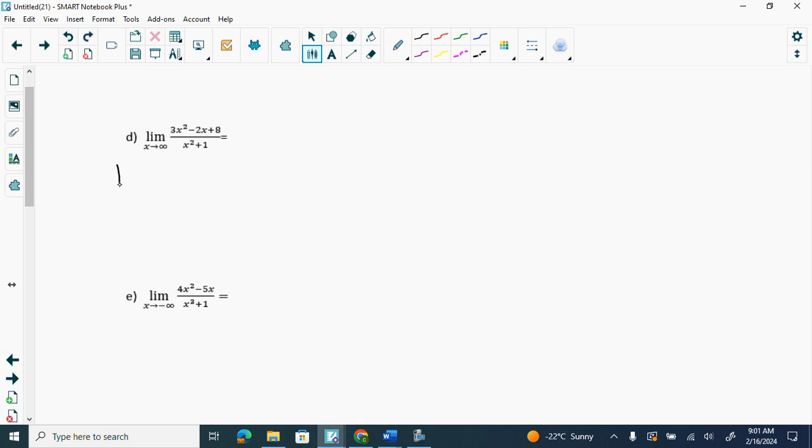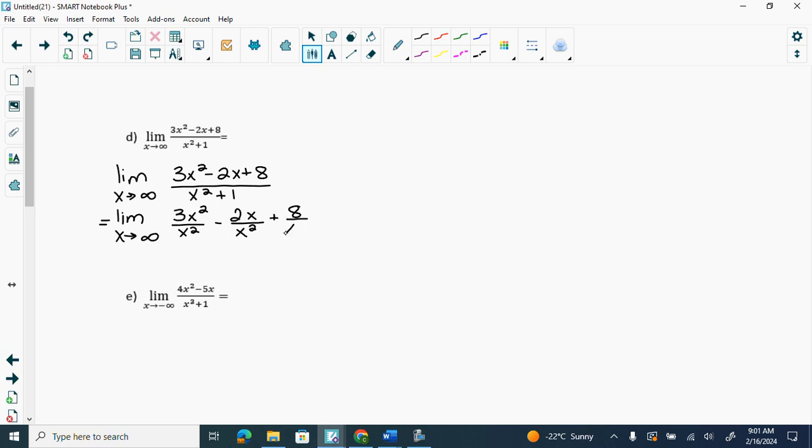So my next step is going to be, actually I'm going to rewrite it. I'm going to go the limit as x approaches infinity of 3x squared minus 2x plus 8 over x squared plus 1. So I'm going to put an equal sign, and I'm going to divide every single term by x squared. So I get 3x squared over x squared minus 2x over x squared plus 8 over x squared, over x squared over x squared plus 1 over x squared.